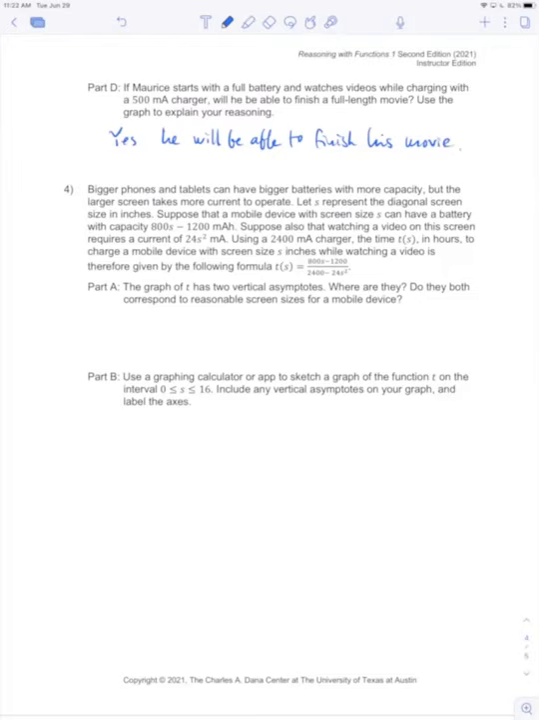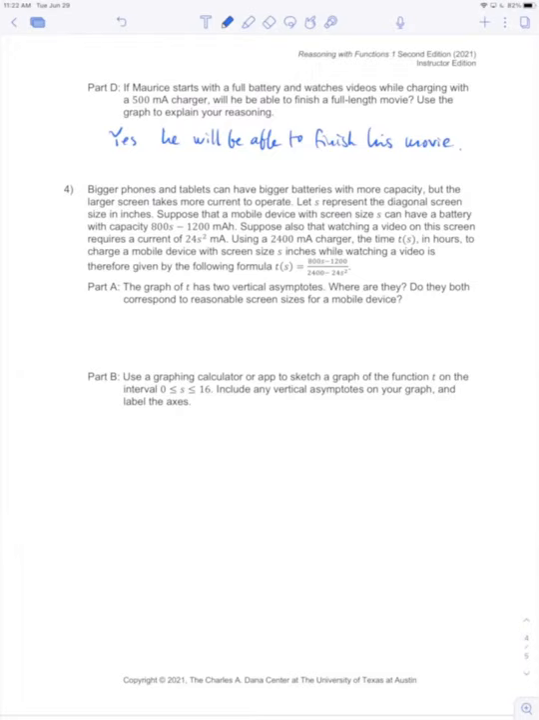Part 4. Bigger phones and tablets can have bigger batteries with more capacity, but the larger screen takes more current to operate. Let S represent the diagonal screen size in inches. Suppose that a mobile device with screen size S can have a battery capacity 800S minus 1200 milliamp hours. Suppose also that watching a video on this screen requires a current of 24S squared milliamp hours.